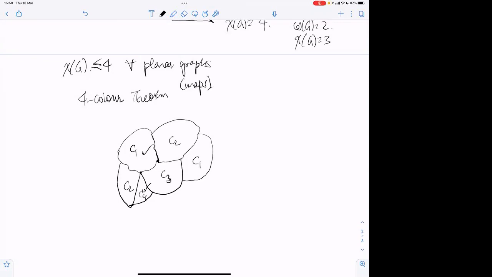Correct? So the 4-color theorem says that 4 colors suffice for all planar graphs, and it is a horrendously hard theorem to prove. No short proof is known for this problem.